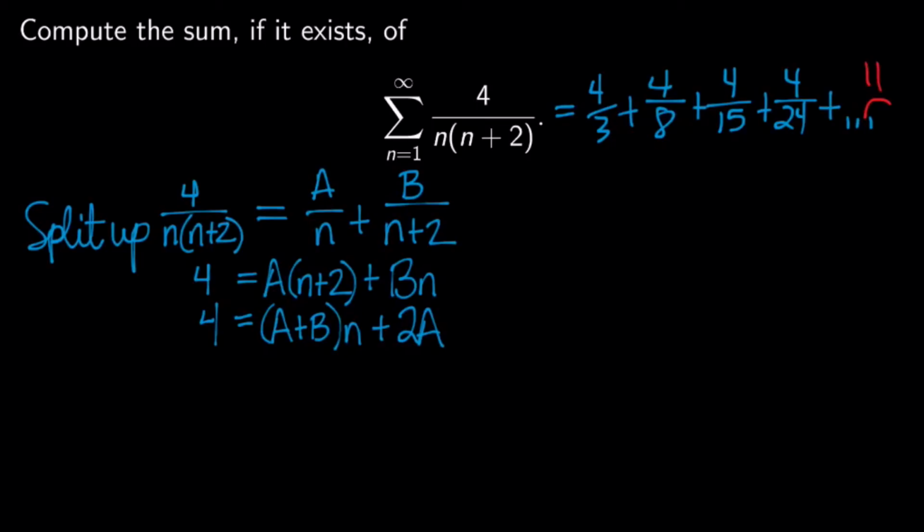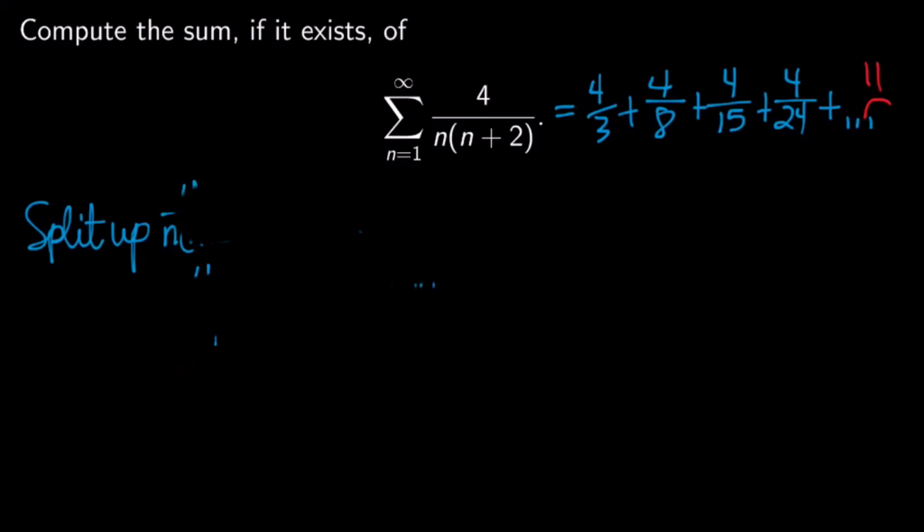Okay, are there any n's on the left? No, there are not. That means that A plus B is equal to 0. And it also means that 4 has to be equal to 2A. So that's why I have written here that A is equal to 2. And because A is 2, B has to be negative 2. That's awesome. We've solved this.